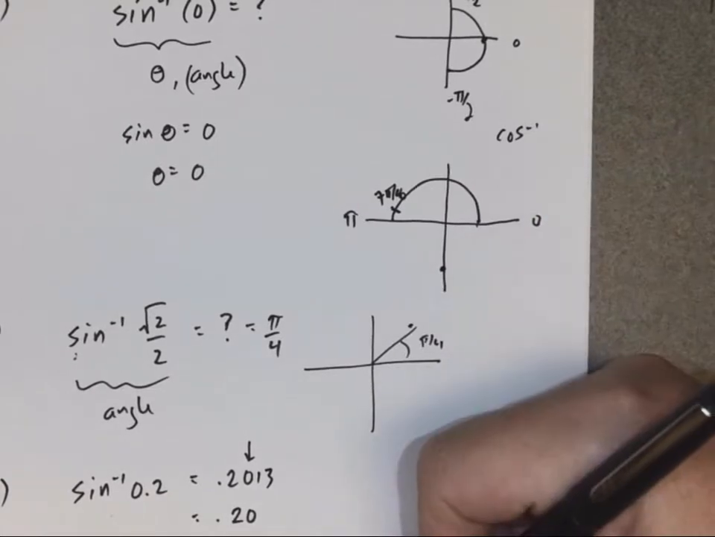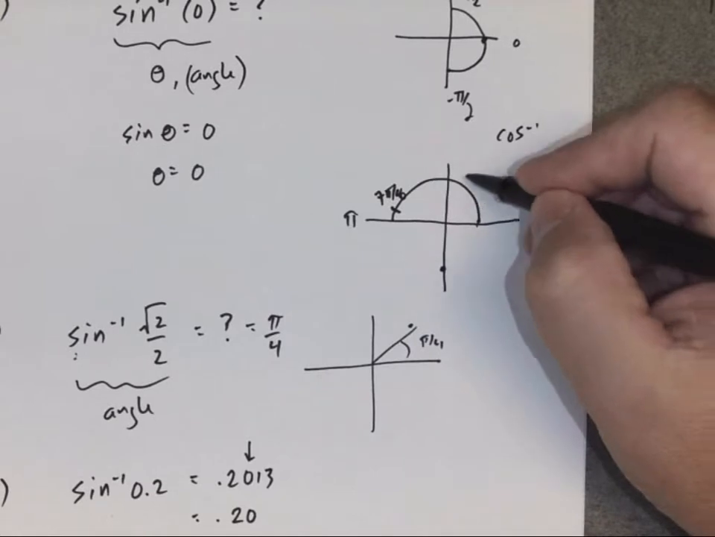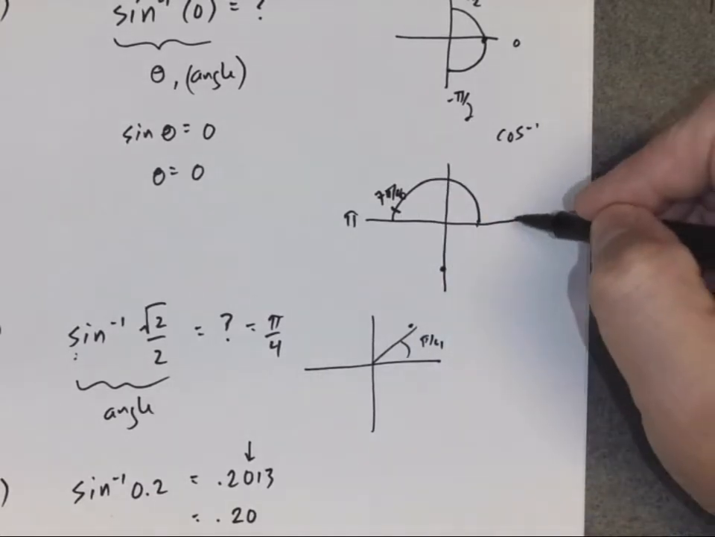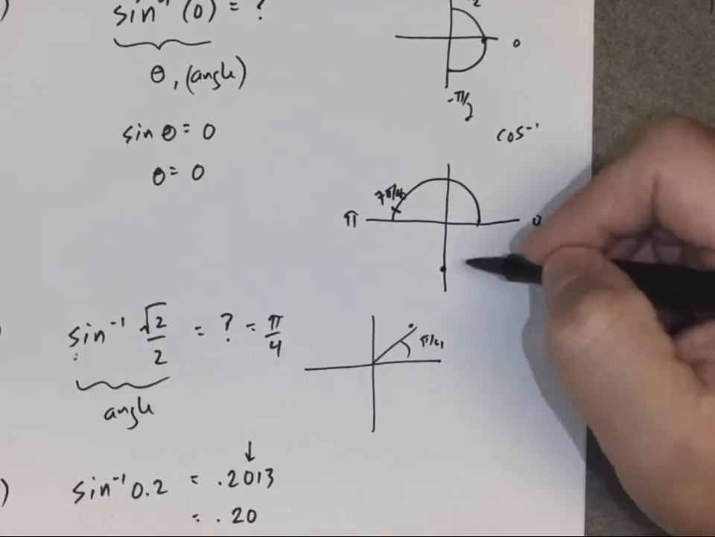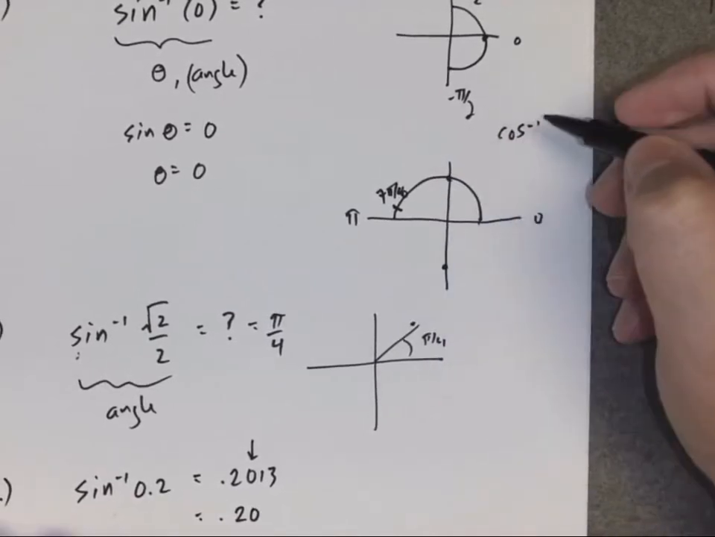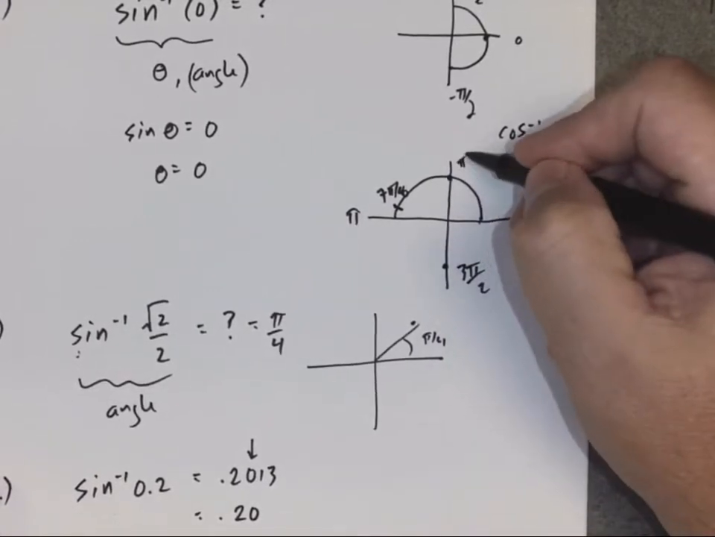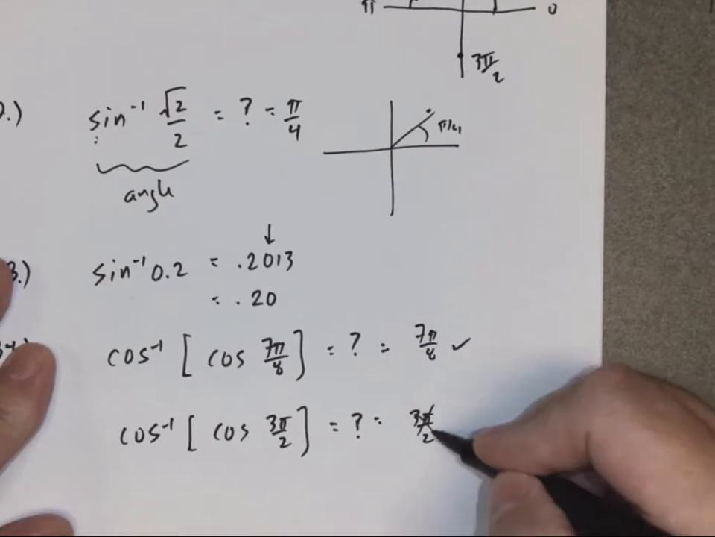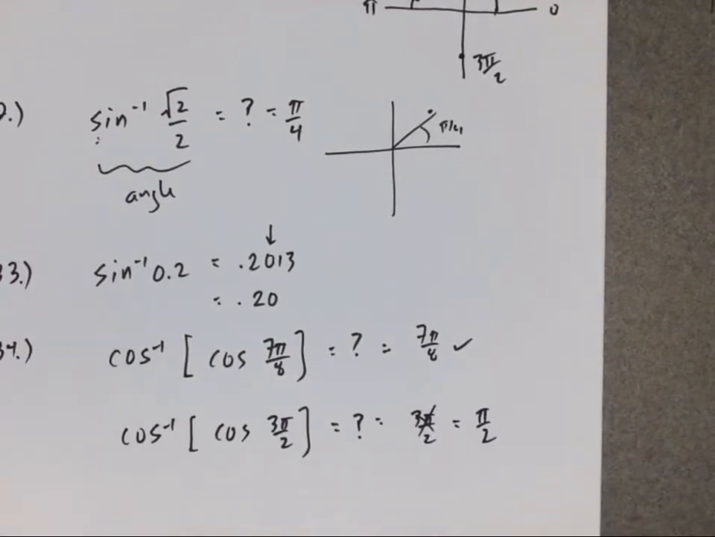So what you do in this case is you have to find the reference angle that's in the top half of the circle. Reference angle means the same distance to the x-axis. In this case, the reference angle is up here. So this is 3 pi over 2. This is pi over 2. So that's really not the answer. The answer is pi over 2.